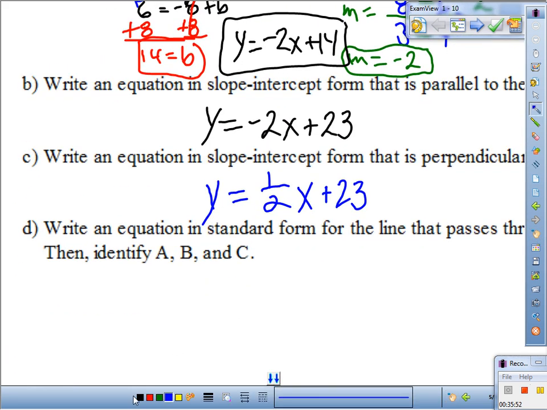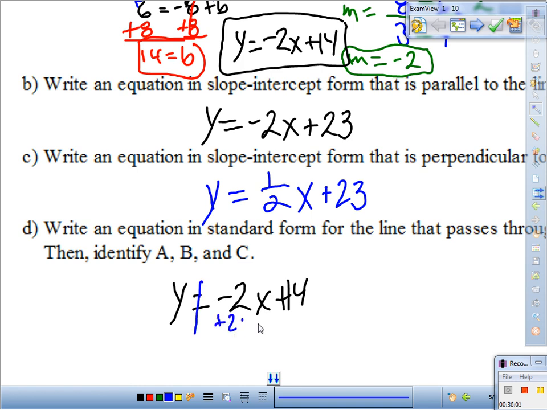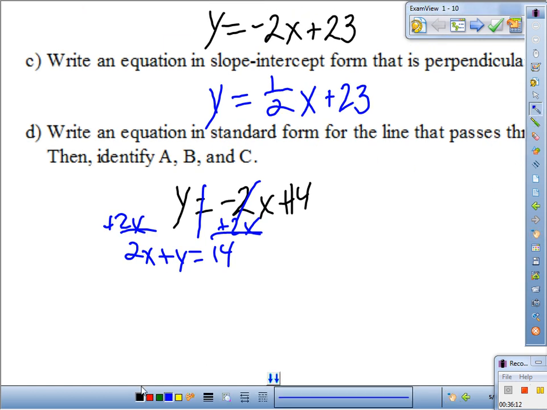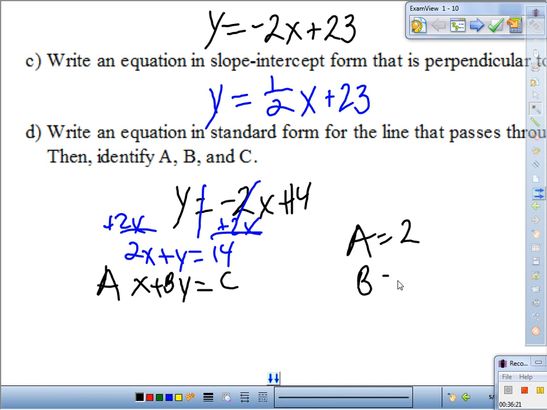From there, we need a standard form, so we get the original one. What was the original one? Y equals negative 2x plus 14. So then to make it standard, we add 2x. We get 2x plus y equals 14. Let's see. Is it standard form? Ax plus By equals C. Yes, so therefore A is 2, B is 1, and C is 14.